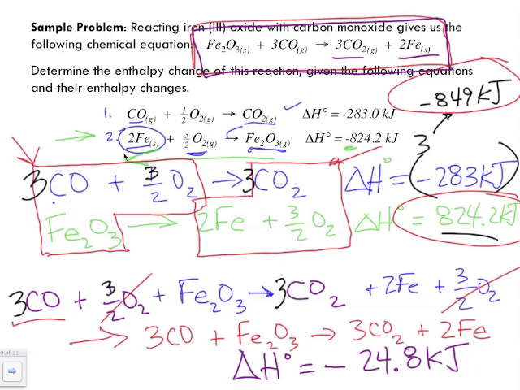So a few things to be careful of. Rearrange your equation so your reactants and products match the reactants and products of your target. And then make sure that the moles also match the number of moles in your target. But not only are you multiplying all the terms in your equation by that mole number, you're also multiplying your delta H by that value as well.